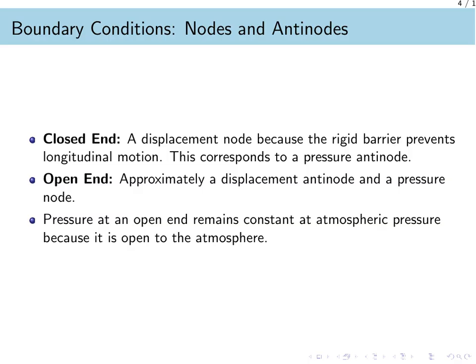At a closed end, we find a displacement node because the rigid barrier physically prevents the longitudinal motion of air molecules. Interestingly, because the pressure wave is 90 degrees out of phase with the displacement wave, this closed end corresponds to a pressure antinode. Conversely, an open end acts as a displacement antinode and a pressure node. Since the pipe is open to the atmosphere, the pressure at that end remains constant at atmospheric pressure.